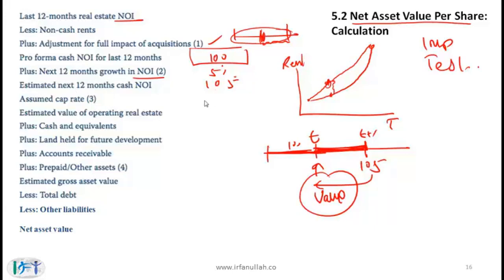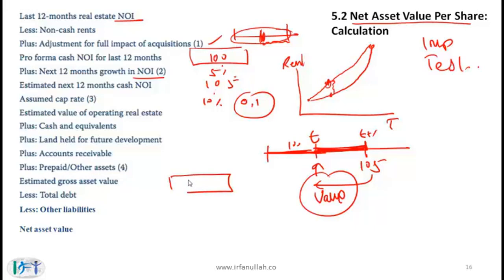Cap rate, let's say that cap rate is 10%. Estimate the value of the operating real estate, that would be 105 divided by 0.1. And then we add our basic hard assets, tangible assets, cash and equivalents, land held for future development, accounts receivable, prepaid, and other assets. And this is what gives us our asset value.